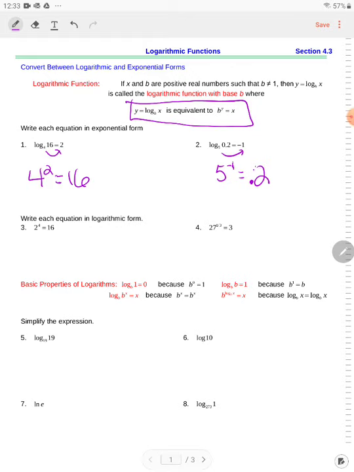All right, write each equation in logarithmic form. So you write the word log. So number 3, your base is 2. You drop the 2. 16 is the answer. The answer goes here, and the 4 goes here. So again, if I check it by that smile, 2 to the 4 is 16. I know I'm right. Same thing here. Log, base of the exponent is 27. Answer is 1/3.